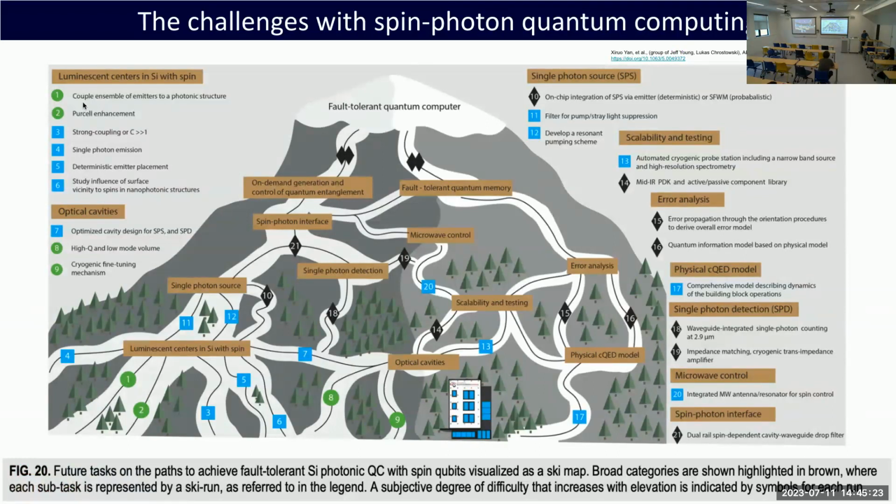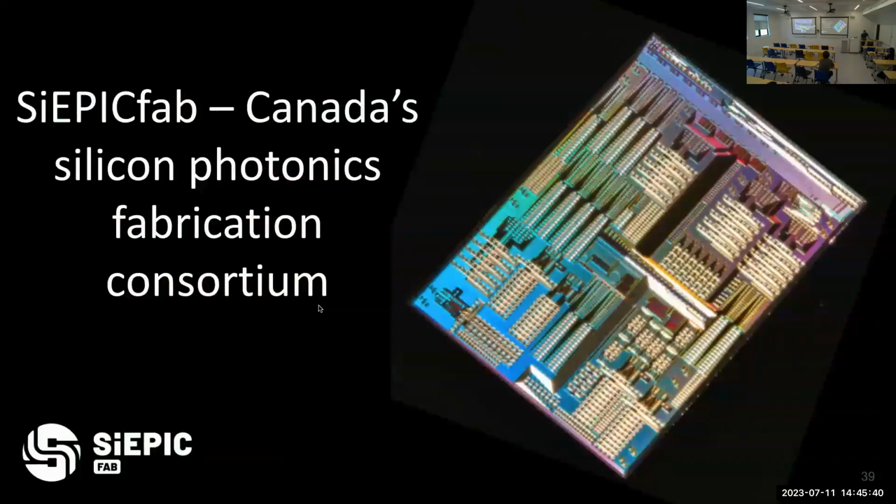Things like coupling an ensemble of emitters to a photonic structure, so there are multiple qubits in a resonator. For cell enhancement, this is where you have one atom coupled to a resonator. These are things that sound easy, but turn out to be quite difficult. So I'll give you a sense of where we are through a few examples. You see this picture come back up again.